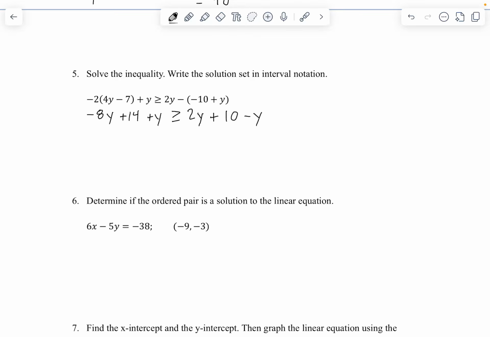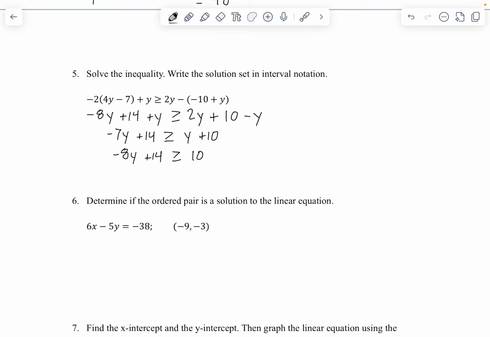Okay. Now I can combine like terms on the left and the right. So on the left, I get negative 8y plus y, which is negative 7y plus 14. On the right, 2y minus y is just y. So I get that. Now I will subtract y from both sides. So I get negative 8y plus 14 is greater than or equal to 10.